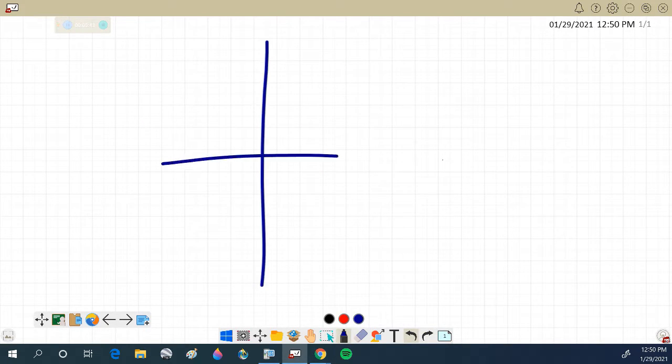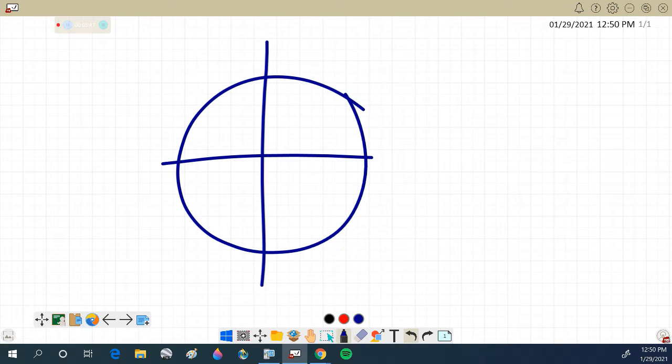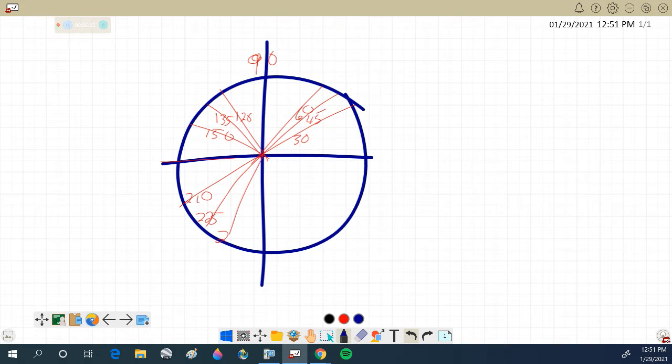What if I did the same thing in degrees? It's going to be 30, 45, 60, and then we have 90, and then we go 30 more, that's 120, 135, 150, and then from 180 we go 30 more, which is 210, 225, and 240, then 270, plus 30 is 300, 315, and 330.